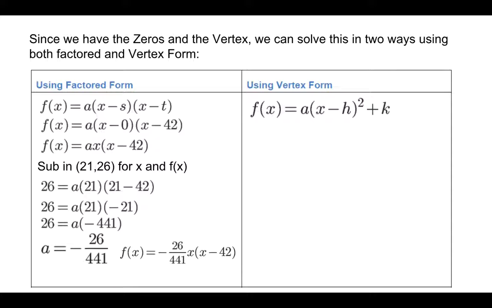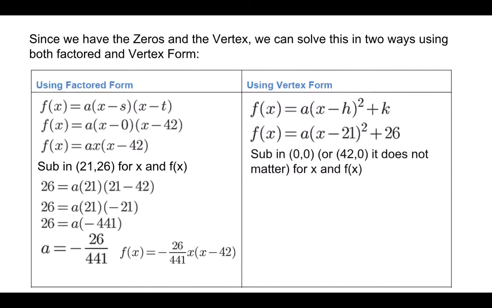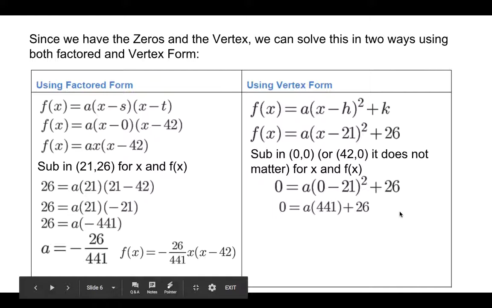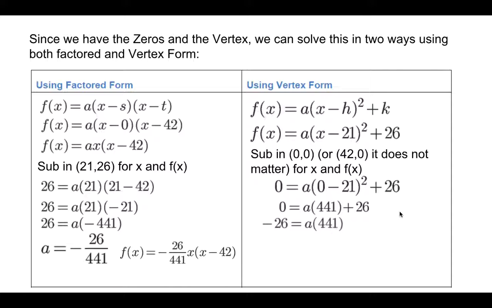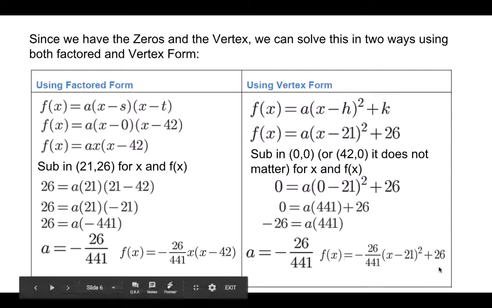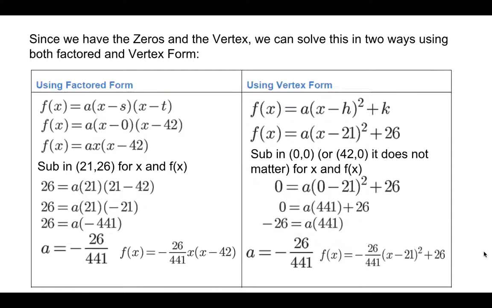And so by using vertex form, we could use one of the zeros to solve for the a value. It doesn't really matter, 42, 0, or 0, 0, so we'll use 0, 0. That gives you 441 times a plus 26, which you might want to write as 441a plus 26, and later on we do it that way. Subtract 26 from both sides, divide by 441, we get an a value, and the equation looks a little different, but it's the same thing algebraically. This is factored form, this is vertex form. So either one you could use because you've got both zeros and the vertex. Often you could only do one of these because you wouldn't be given all those key features, both zeros and the vertex.